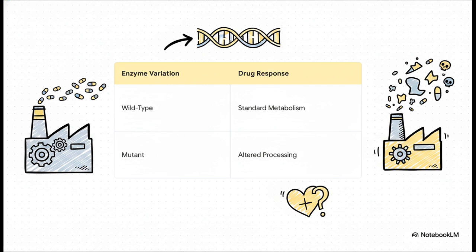They might clear the drug from their system so fast that it doesn't even work, or worse, it might build up in their bloodstream, leading to serious potential adverse reactions. Knowing this genetic baseline isn't just trivia. It's literally a matter of life and death in modern medicine.